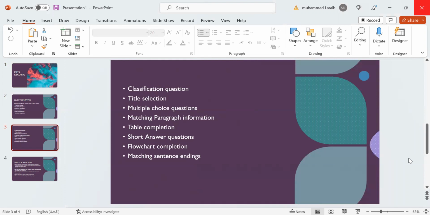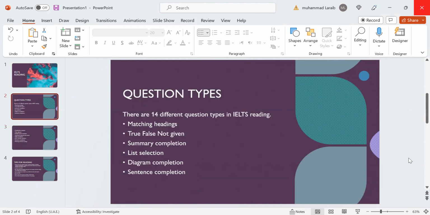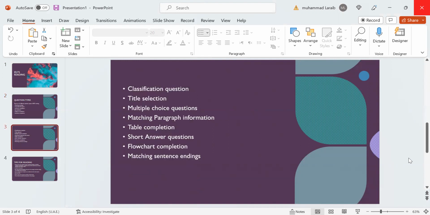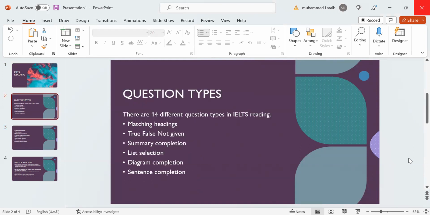So here, let's first discuss the most recurring question types in the IELTS exam, particularly pertinent to the general training exam: matching headings, true and false, summary completion, sentence completion, MCQs, classification questions, matching sentence endings, and matching paragraph information. These kinds of questions are the most recurring in the IELTS general training exam. So let me first elaborate.